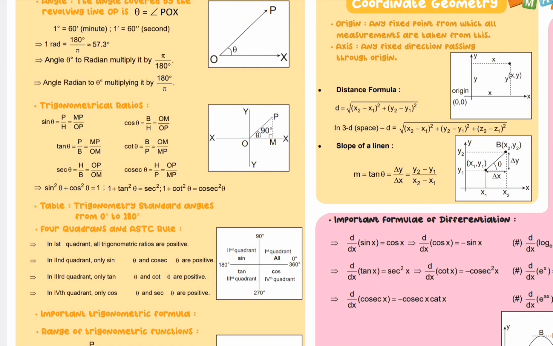1 radian is approximately equal to 57.3 degrees. Degree to radian is multiplied by pi by 180 degrees, and radian to degree is multiplied by 180 degrees divided by pi.